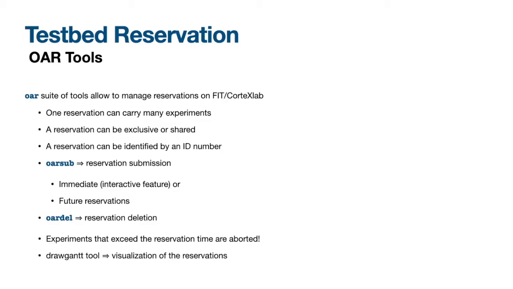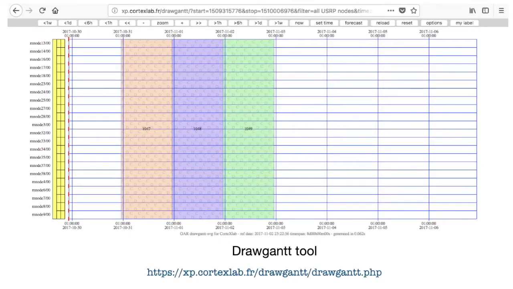And in order for you to check if the testbed is free, there is a tool called drawgaunt, which allows you to visualize all the reservations. Drawgaunt looks like this. It will open in your browser, and it will give you an interface where you can skim through time and look at free slots. For example, here we have these colored bars, the orange, the purple, and the green, which are reservations for all the nodes inside of the platform.